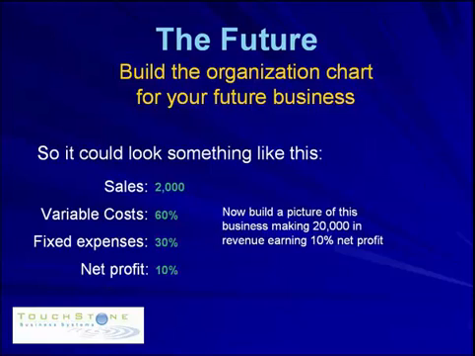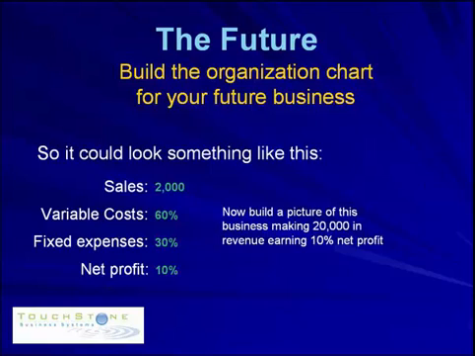Then come up with your variable cost goal. Let's say it's around 60%. That means that 60 cents of every dollar that comes in goes right out the door for variable costs. That leaves you 40% left over. In this example, 30% of that's going for fixed costs, leaving 10% net profit.